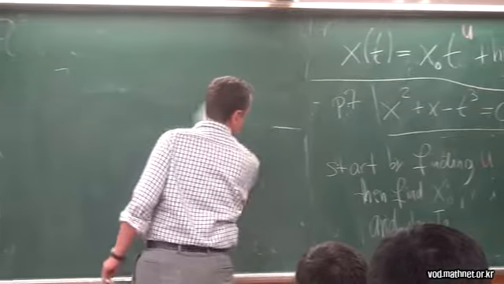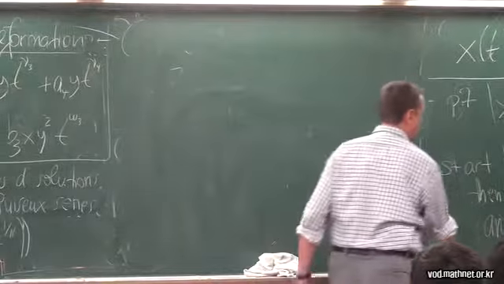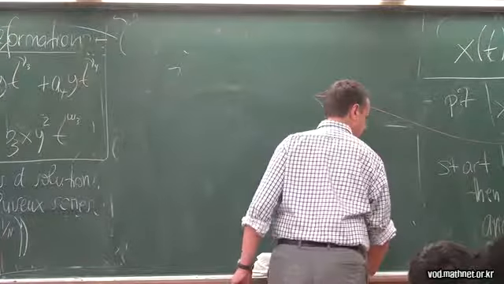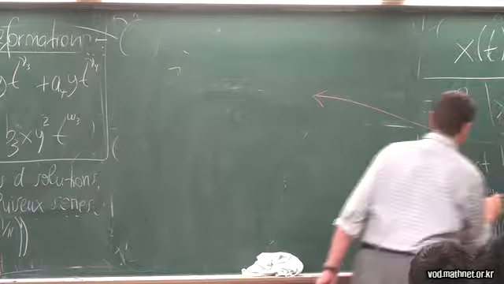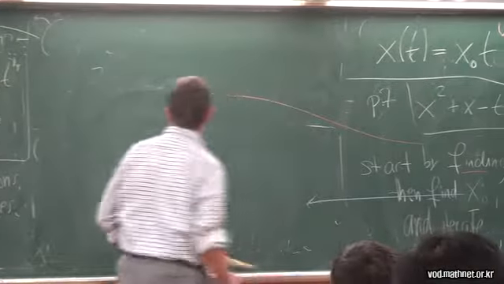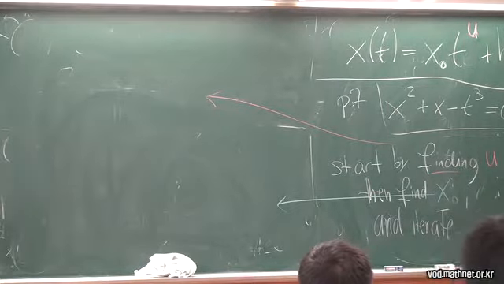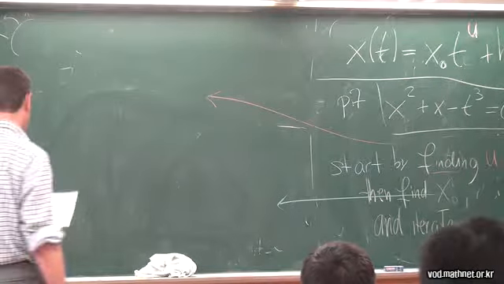So let's talk a little bit about these two steps. First of all, how do you find u? And then how do you find x0? How do you find u? Let me write down the equation again.